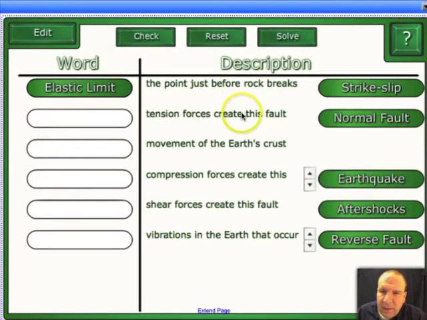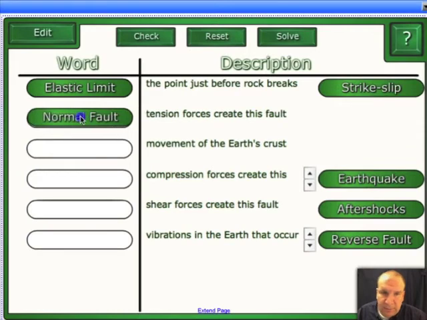Tension forces create this fault. So you know it's a fault. Tension forces being pulled apart. So what type of fault? If you said a normal fault, you're right. Because remember, in a normal fault the plates are moving apart. Movement of the Earth's crust.